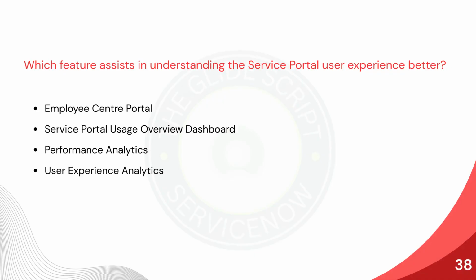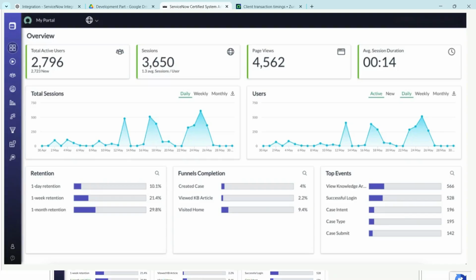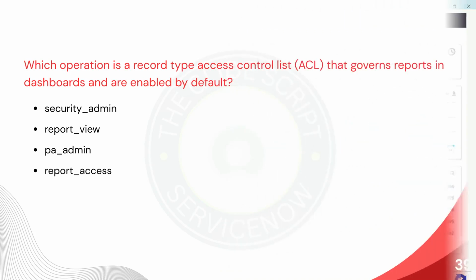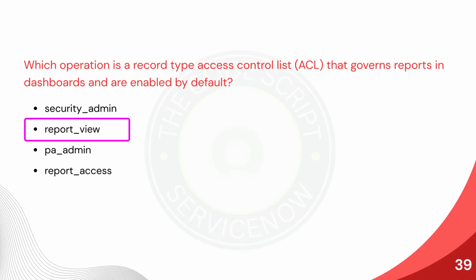Next, which feature assists in understanding the service portal user experience better? User experience analytics is the correct option. Which operation is a record type access control list that governs reports in dashboards and is enabled by default? And the answer is report view.